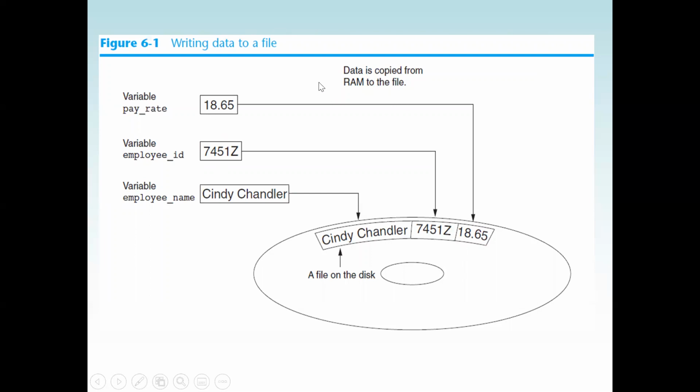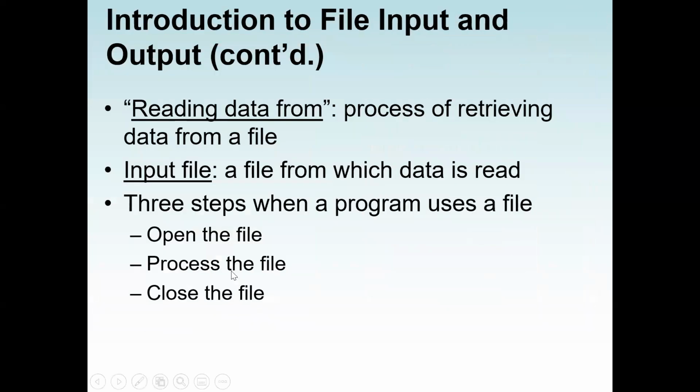Here data is copied from the RAM, which is our random access memory, to the file. Anytime we are working with our program, in this case a Python program, the data that we enter will be in the RAM. We always work from the RAM. So we will go through this concept and we will see the syntax. First we start with file input and output.